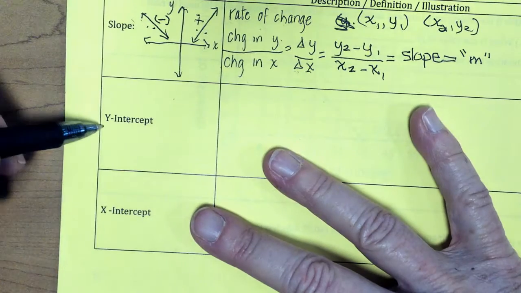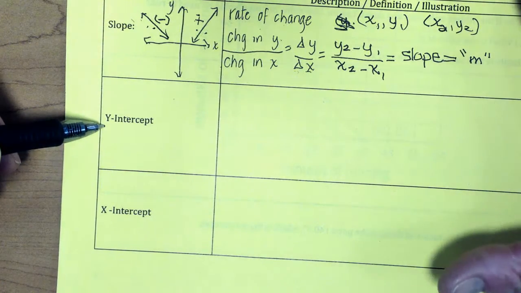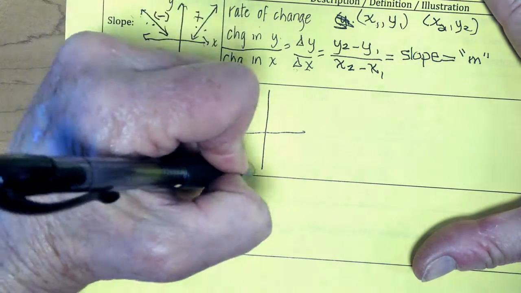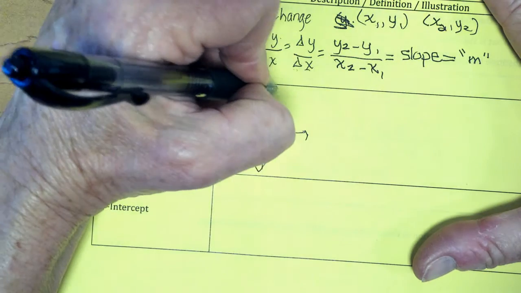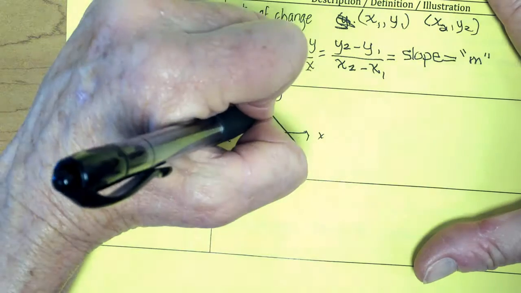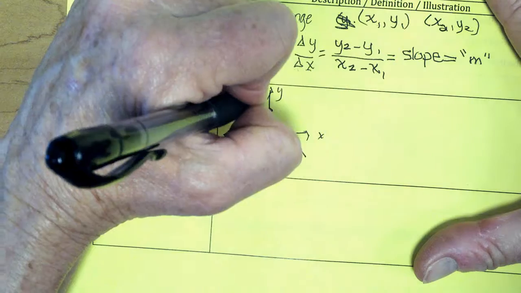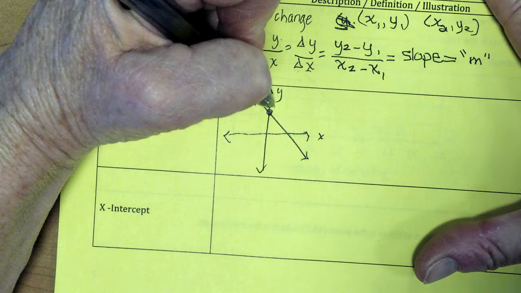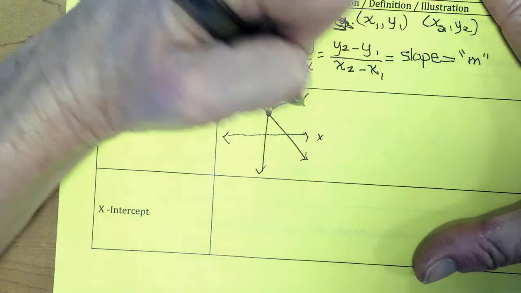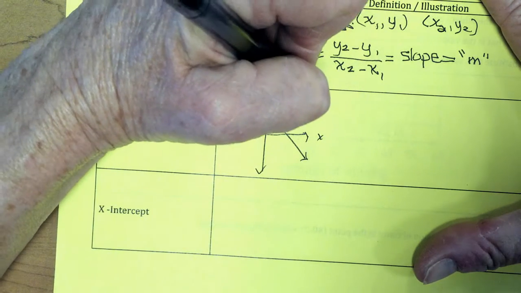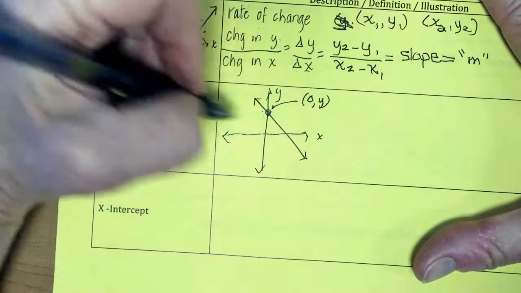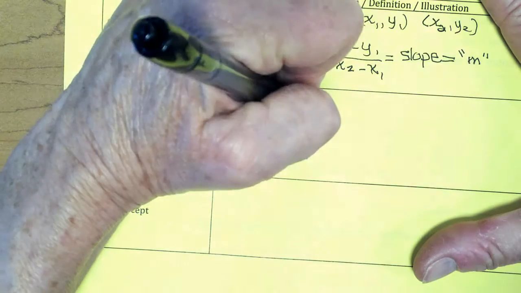Okay, so let's go on and define a y-intercept. I'm going to first draw a coordinate plane, and I'm going to note that the y-intercept is where my line right here crosses the y-axis. So at this point right here, I know that x is 0, and I have a value of y. This point is called the y-intercept.